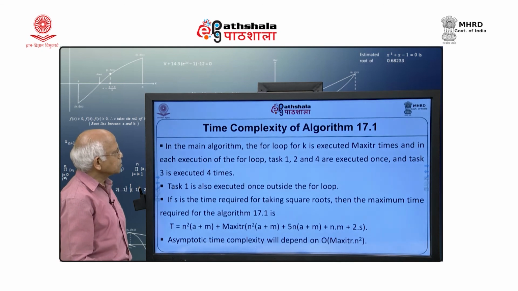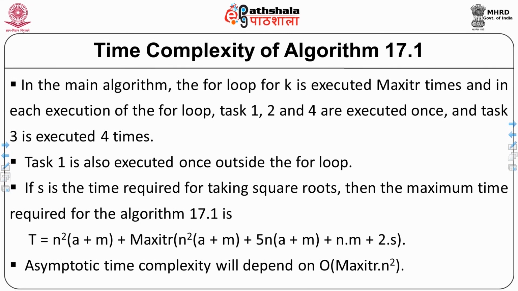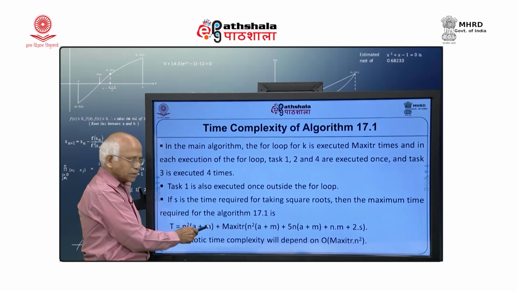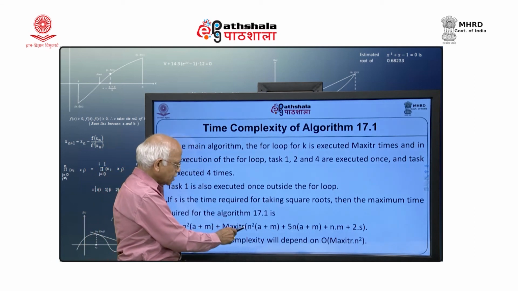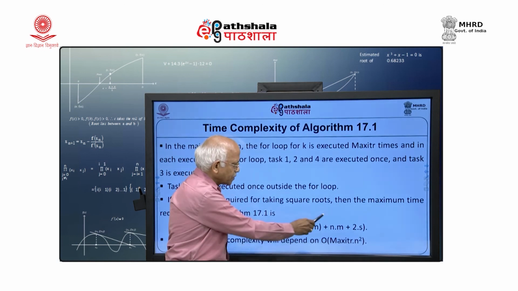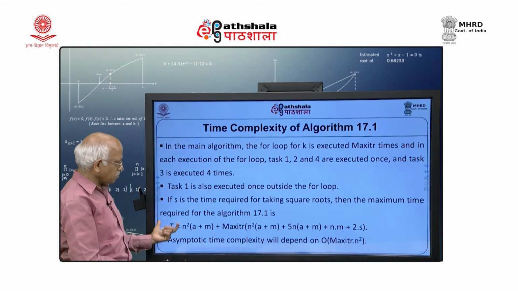In the main algorithm, the for loop for k is executed max iter times, and in each execution of the for loop, tasks 1, 2 and 4 are executed once, and task 3 is executed 4 times, and task 1 is also executed once outside the for loop. Therefore, the total time complexity will be given by this. If s is the time required to take the square roots, then the total time required will be this: n square into (A plus M) for task 1, which is to be done outside the loop. Then max iter times whatever happens within the for loop: n square into (A plus M) for task 1, then 4 times task 2 and 1 time task 4, so that is 5 into n (A plus M), then n M, and 2 square roots we have to take, so 2 s we are considering.